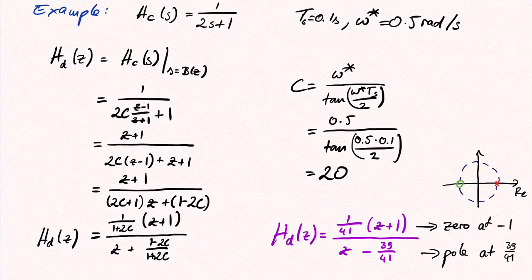So the discrete transfer function has a pole at 39 divided by 41, which is on the real axis inside the unit circle but quite close to 1 to ensure the passband of the filter, and a zero at minus 1. So this is an example of how a first-order continuous time low-pass filter is converted into a first-order discrete time low-pass filter using the bilinear transform.